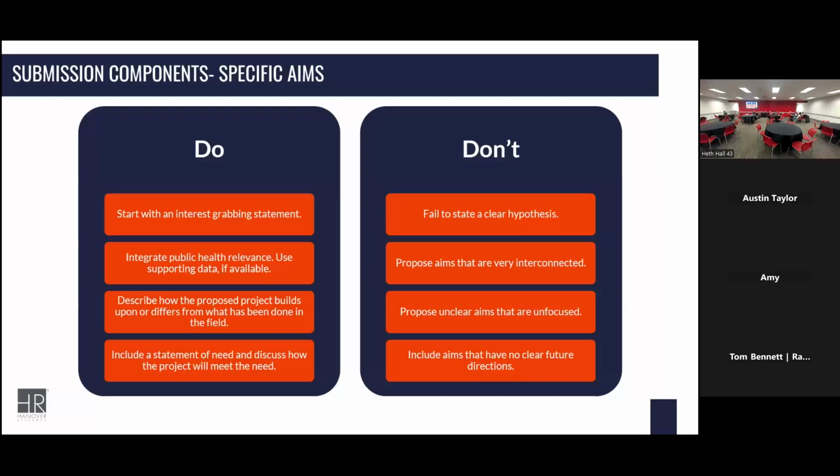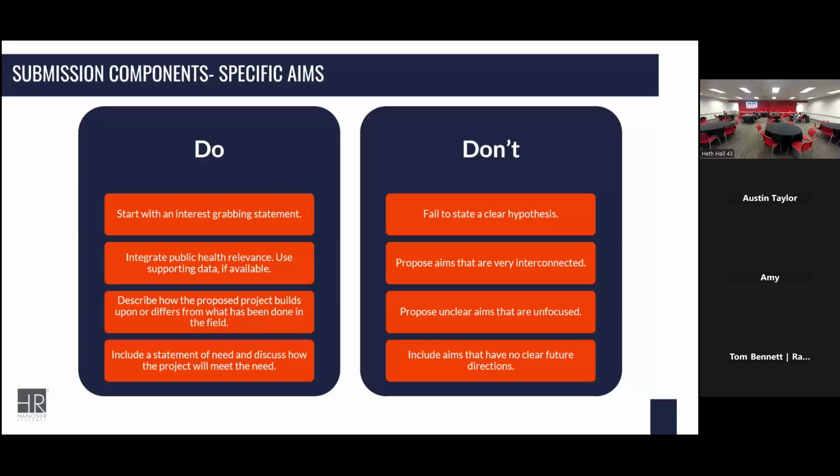So as you're preparing, one of the early documents that you might begin drafting is your specific aims page. In your specific aims, what you want to do is start with an interest-grabbing statement. One of the fatal flaws that I saw when I participated in NIH review panels was that they just jumped into the scientific jargon and the numbers, and I had no appreciation, because that was not my field, for how significant it is, right? So I had no clue.